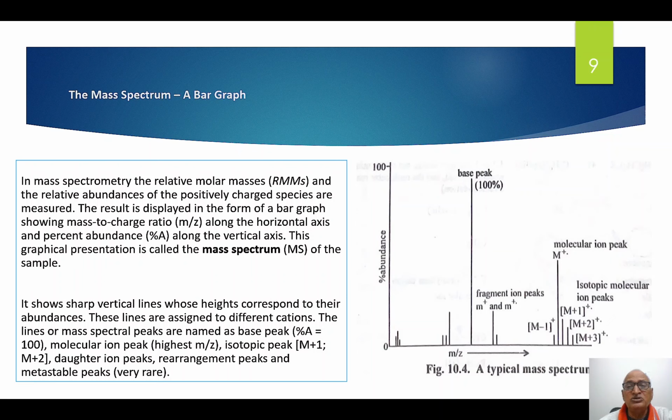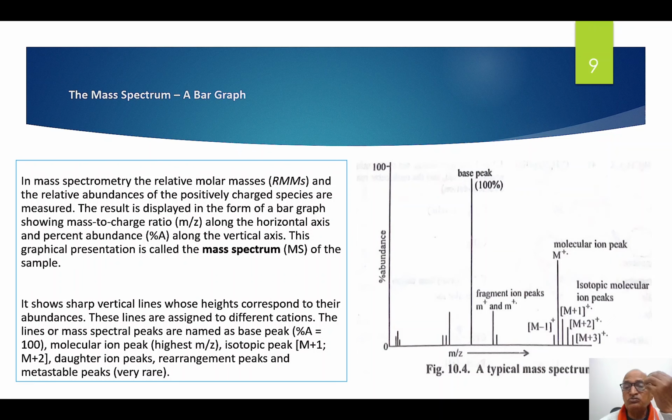abundant peak, which is called the base peak. In some cases, the molecular ion peak may be the base peak, not in all cases. Mostly the base peak is a small peak, a small molecule, a small cation. Then the molecular ion peak is visible, not in all cases, in some cases. Then there are isotopic peaks.